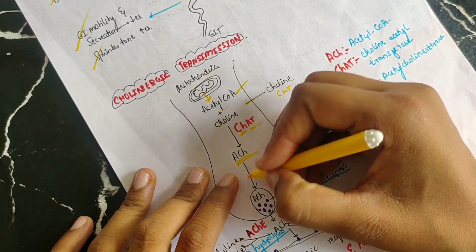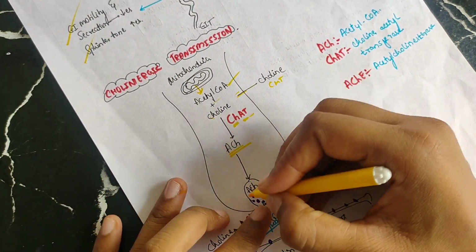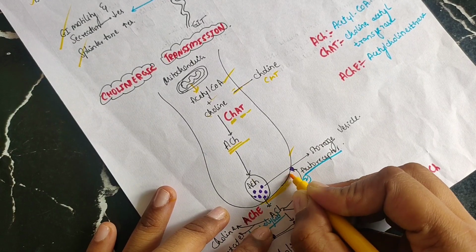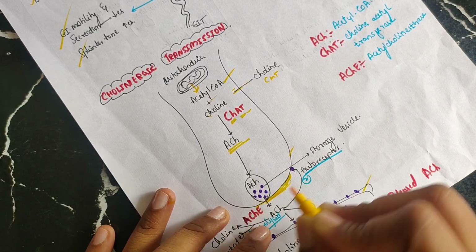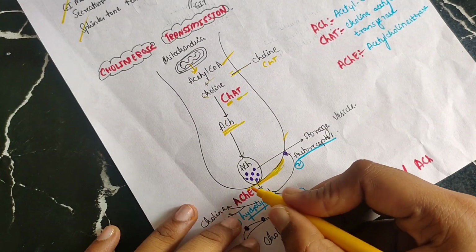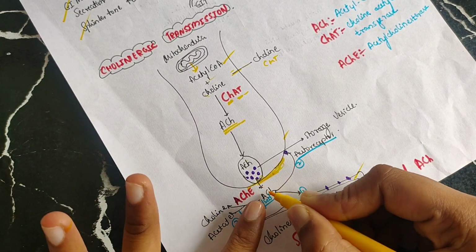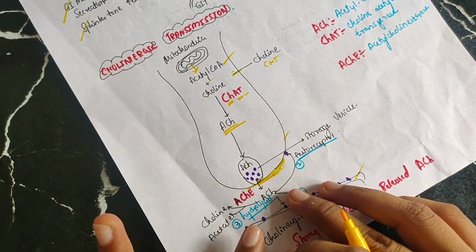From this, acetylcholine is picked up into the vesicles and then stored. During release, it comes and attaches to the active site of this presynaptic neuron, and then this diffuses with the presynaptic membrane, and it releases acetylcholine into the synapse.